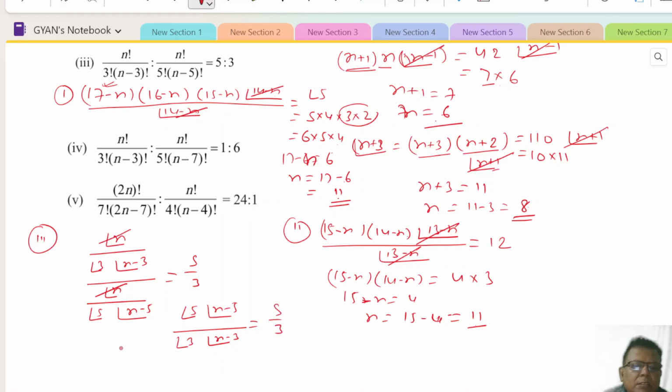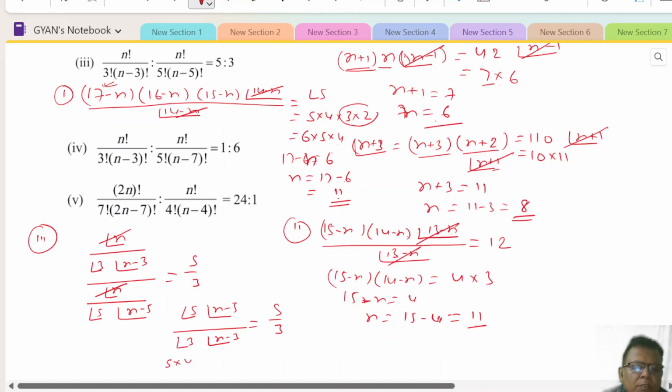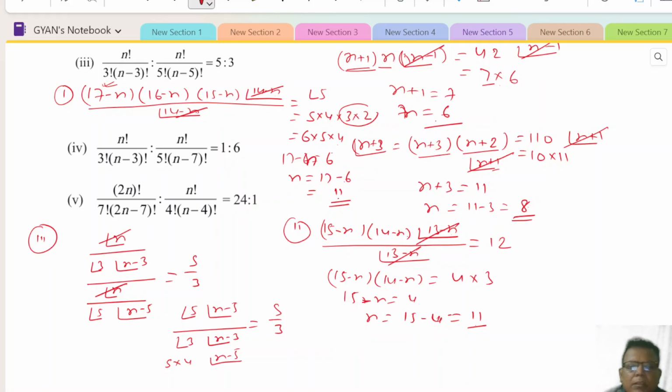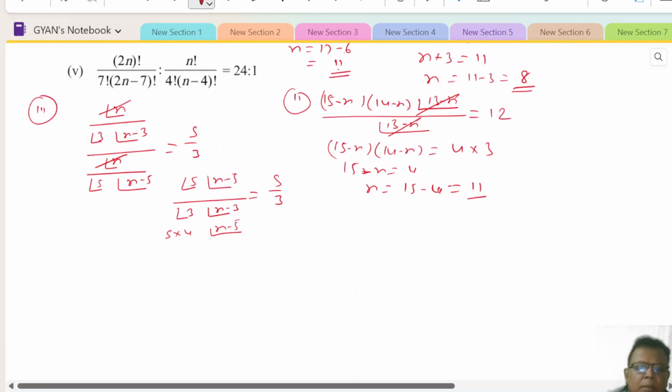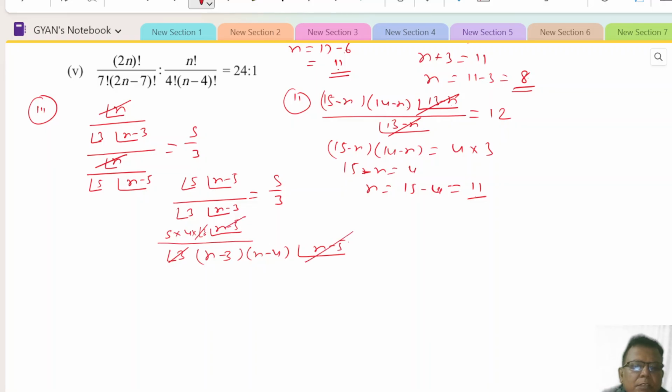5 by 3. So here you can write 5 by 4, or here let it be the same, and in the denominator part we can do divided by 3 factorial into 3 factorial. So this will cancel, and this you can write as (n minus 3) into (n minus 4) and into (n minus 5) factorial. So this gets cancelled.